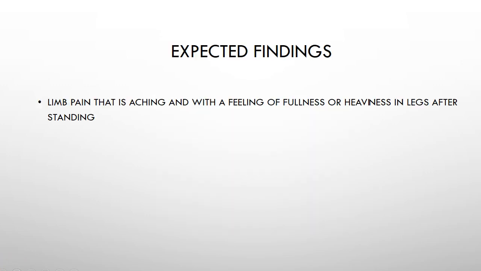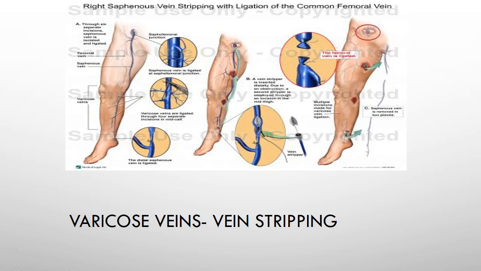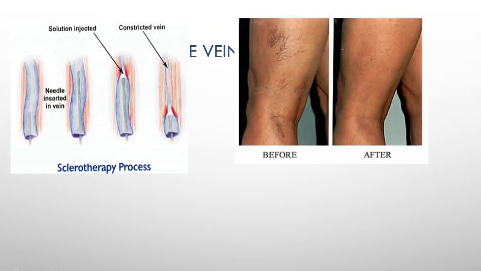Your expected findings with varicose veins are aching limb pain and a feeling of fullness or heaviness in your legs after standing. This is a picture of vein stripping, because that is one way to treat it. They basically just strip out the part that is varicosed. Another type of treatment is sclerotherapy, where they inject some kind of medicine to help smooth out the vein.